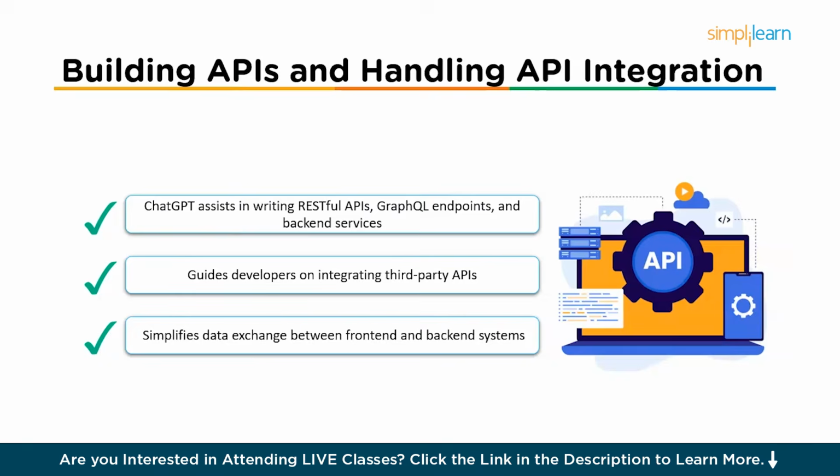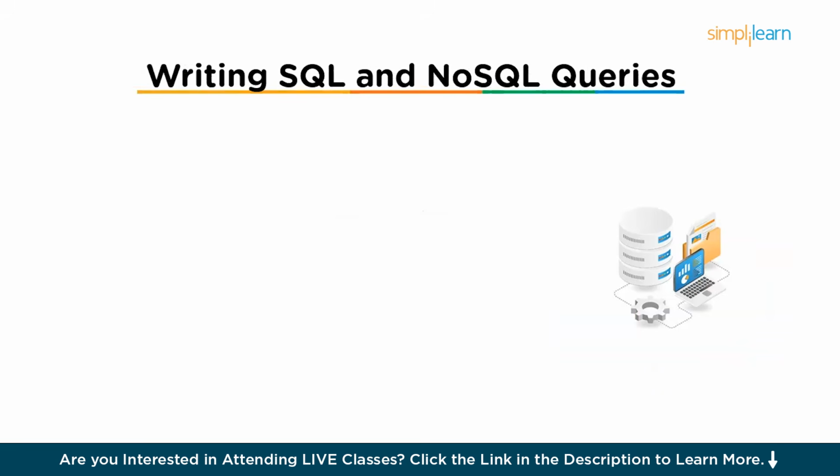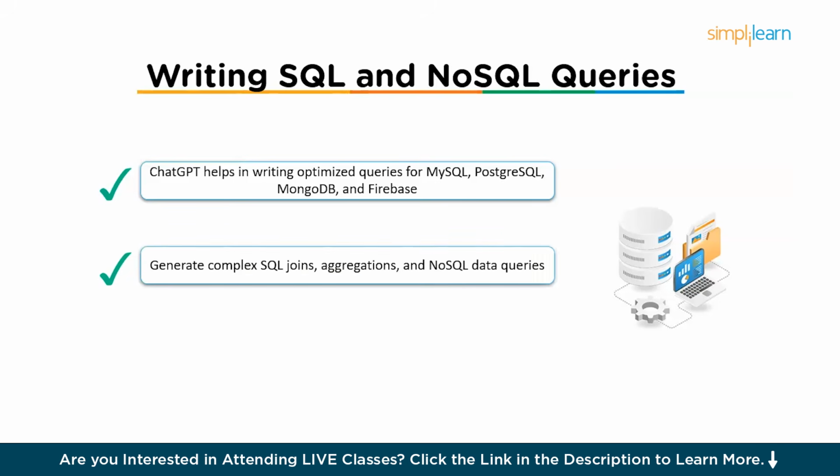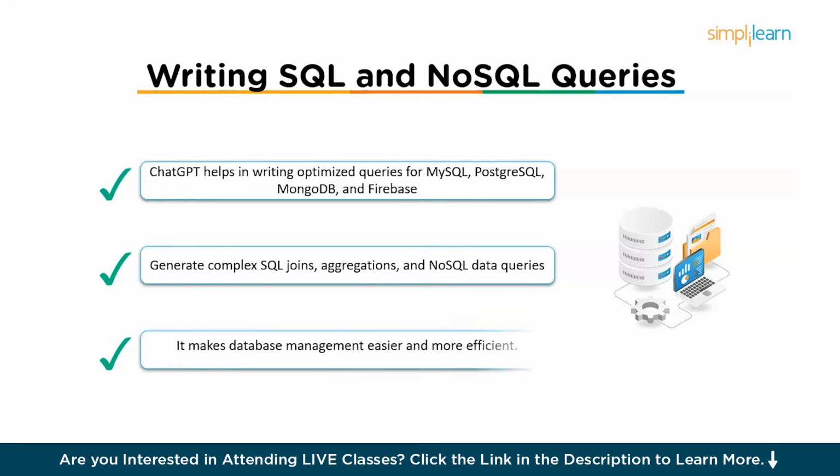Now moving on, we will see how ChatGPT can help with writing SQL and NoSQL queries for web application development. ChatGPT helps in writing queries for MySQL, PostgreSQL, MongoDB, and Firebase. It can generate complex SQL joins, aggregations, and NoSQL data queries, making database management easier and more efficient.